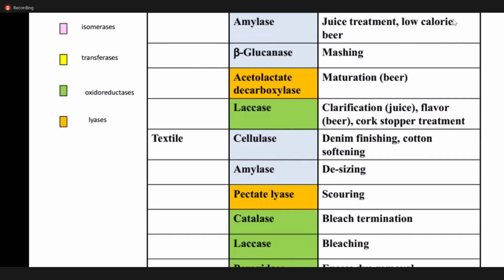Masking, like in this plastic light, features of rough surface are required or smooth surface is required, and maturation. Maturation in the beer industry uses acetolactate decarboxylase. These two enzymes take place in a lot of reactions of beer factories. Juice treatments are in beverages industries.